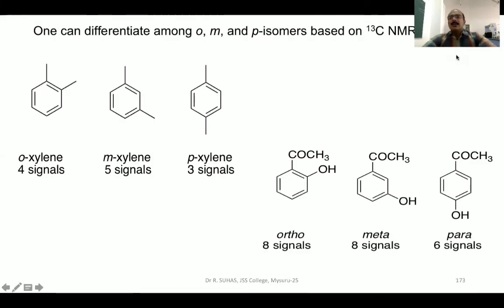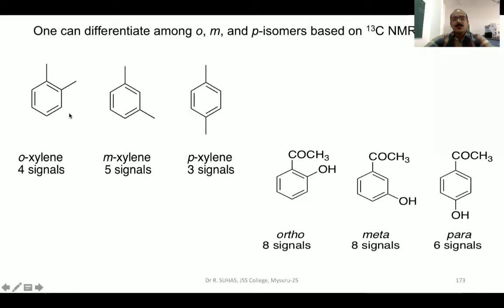Not only the symmetrical carbons, but also by using C13 NMR spectra, you can identify whether the given isomer is ortho, meta or para just by observing the number of signals present in the C13 NMR spectrum. Say for example, we have taken xylene, this is xylene. So if two methyl groups are attached to benzene, then it is called xylene. Xylene occurs in 3 isomers, ortho, meta and para isomer.